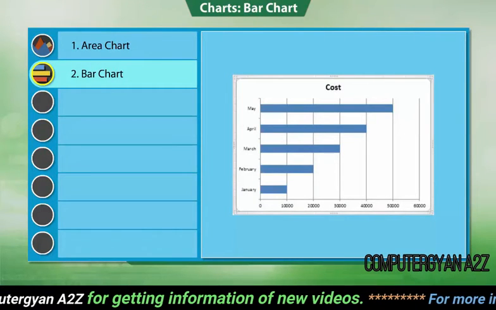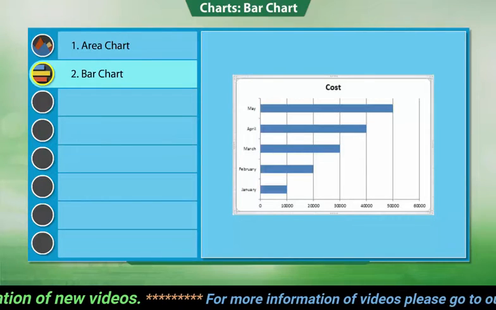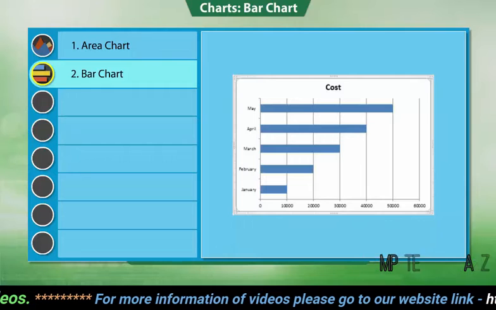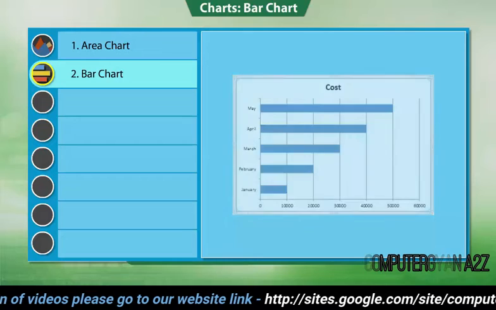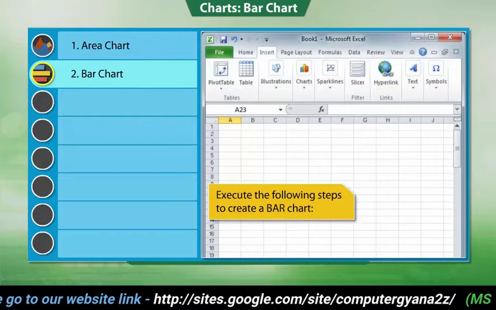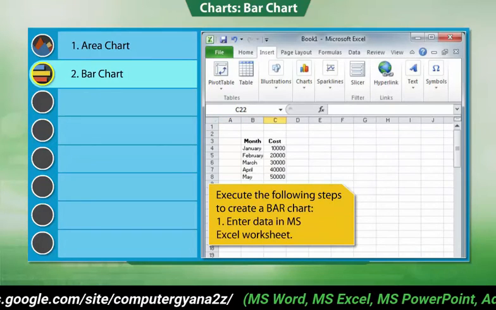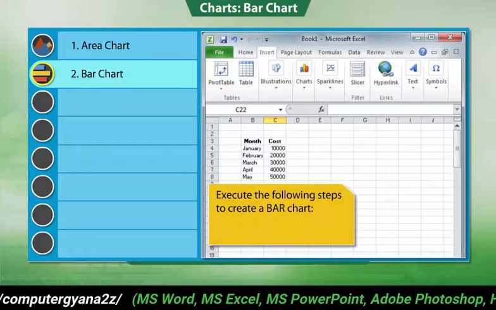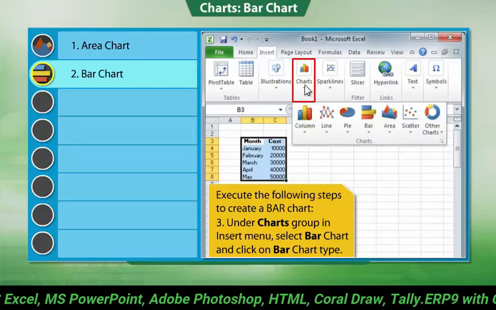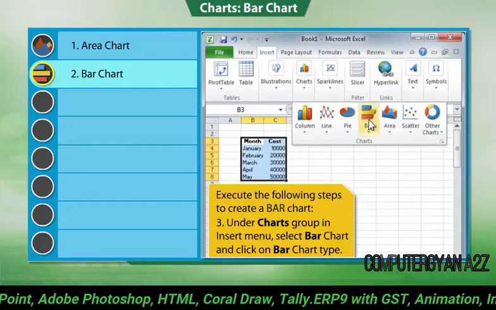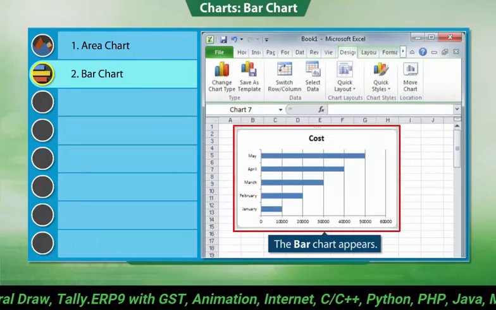Bar charts are usually used to compare several categories of data. Bar charts are perfect for visualizing the distribution of data items for multiple categories. Execute the following steps to create a bar chart. 1. Enter data in MS Excel worksheet. 2. Select the data. 3. Under Charts group in Insert menu, select Bar Chart and click on Bar Chart type. The bar chart appears.